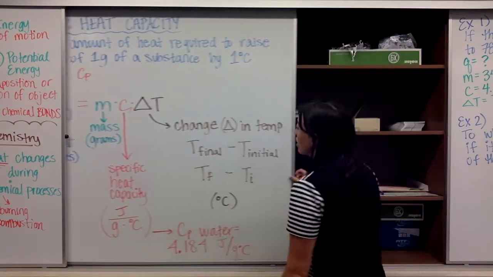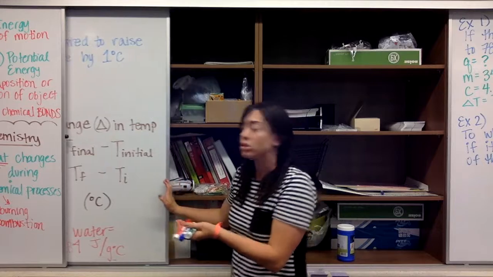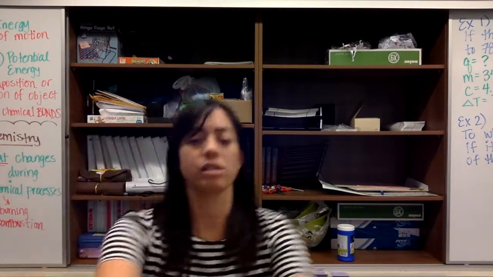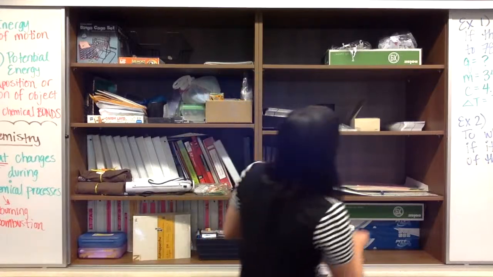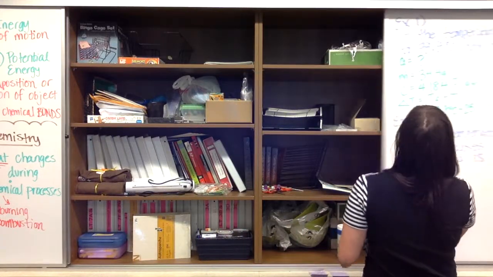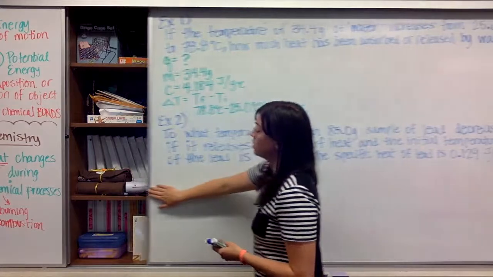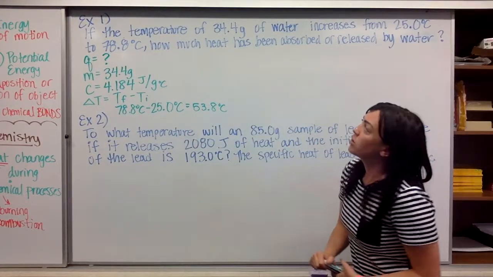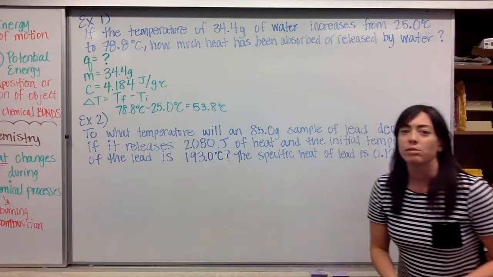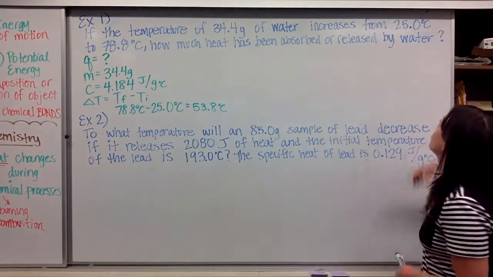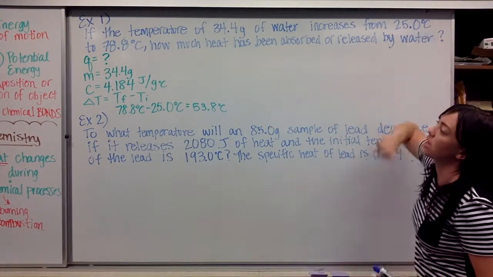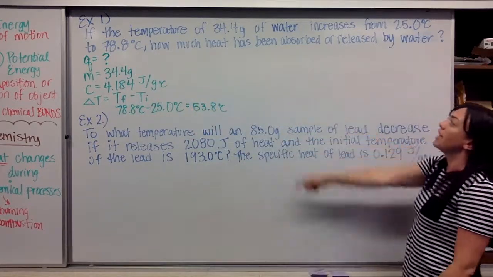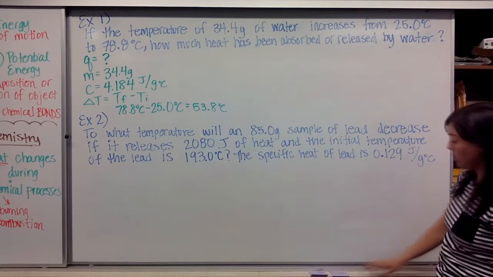Okay, so now we're going to go ahead and use our new equation that we just learned. And I'm going to do 2 different examples for you guys. The first example is somewhat already written out. If the temperature of 34.4 grams of water increases from 25.0 degrees Celsius to 78.8 degrees Celsius, how much heat has been absorbed or released by water?